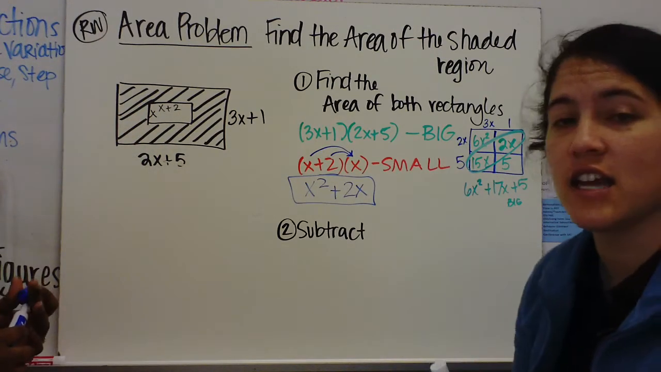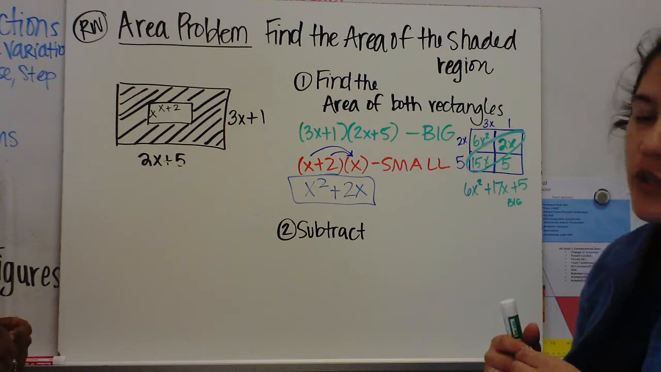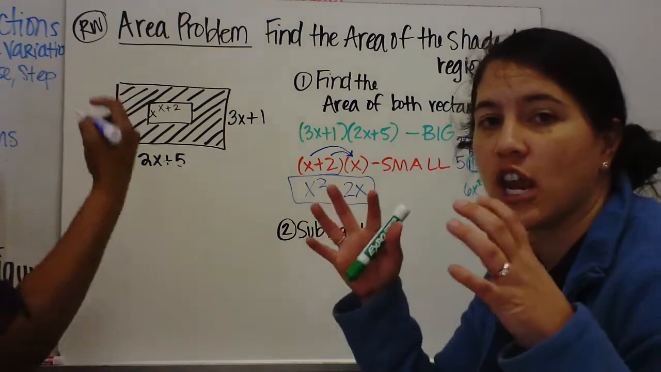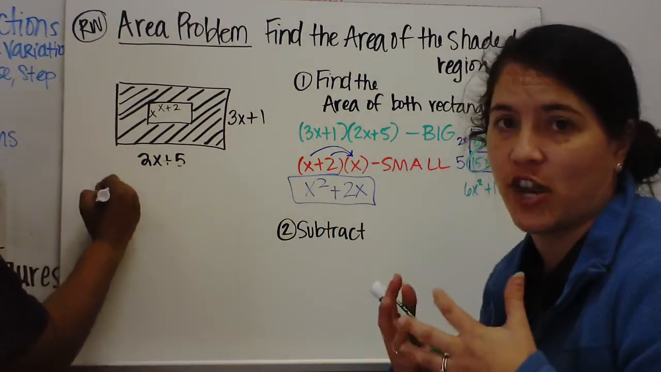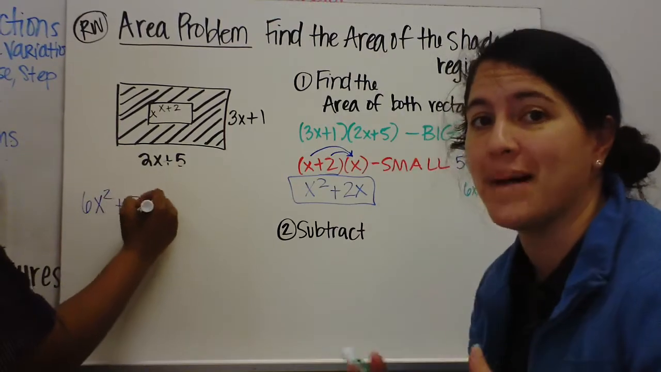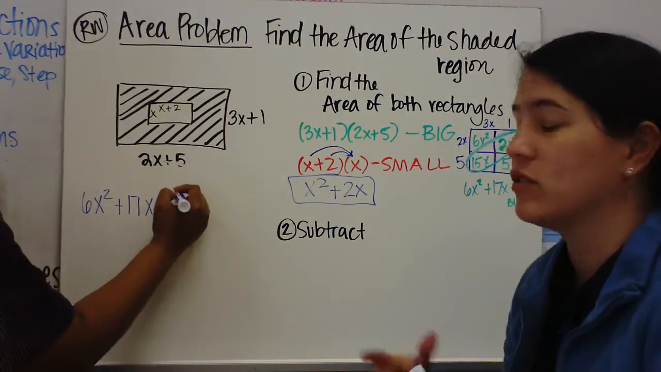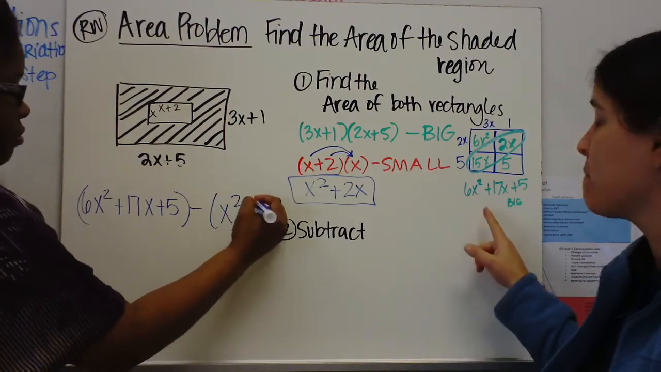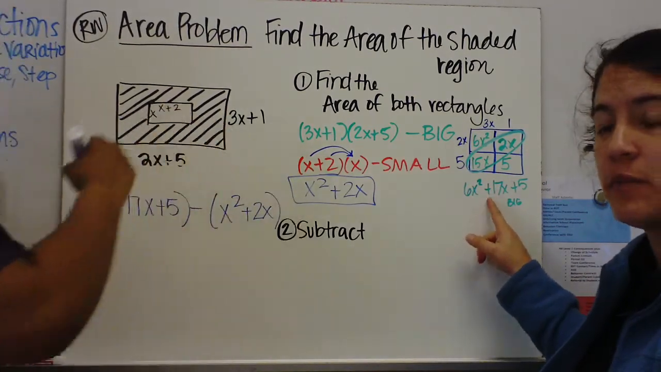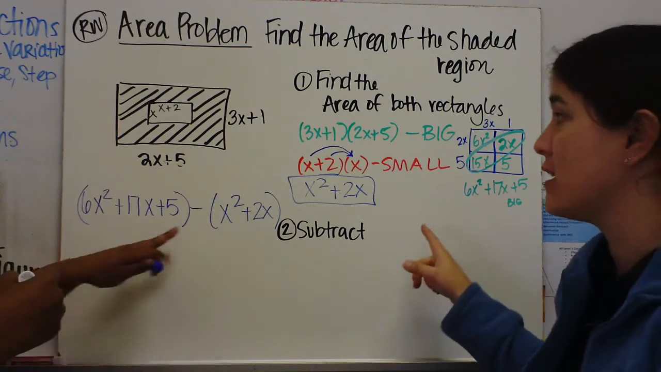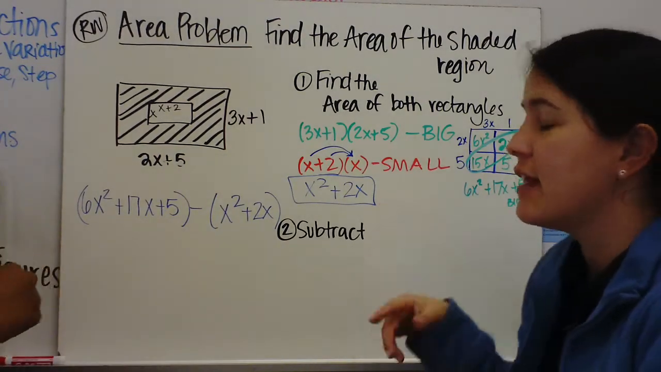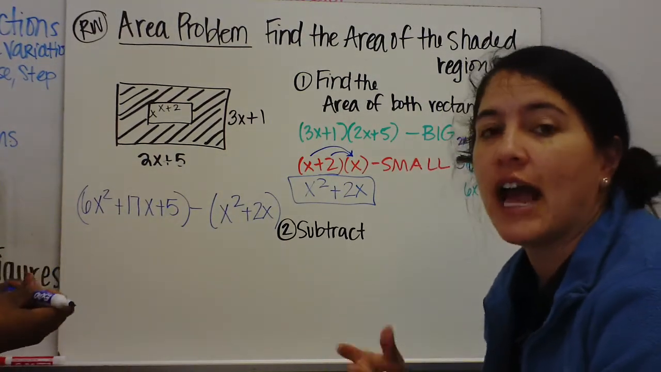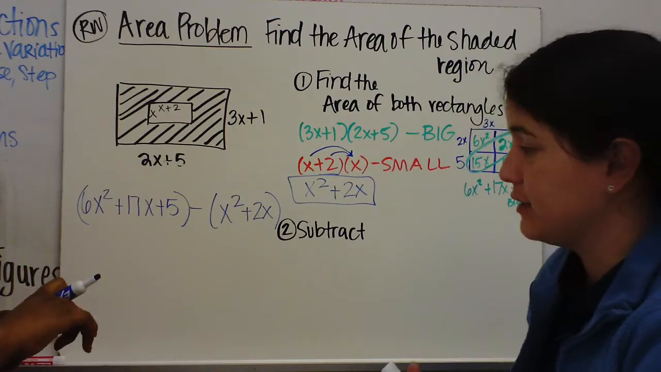And then to find the area of the shaded region, you are going to subtract the unshaded region from the shaded region, or the big rectangle minus the small rectangle. So Ms. Barnes is writing the big rectangle's area, 6x squared plus 17x plus 5 minus the small area. Now we go back to our adding and subtracting polynomial lesson.